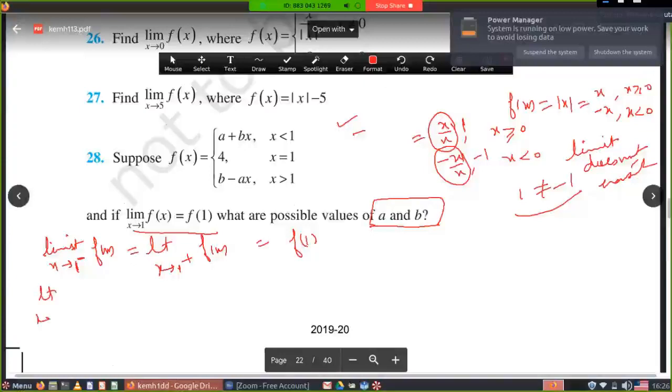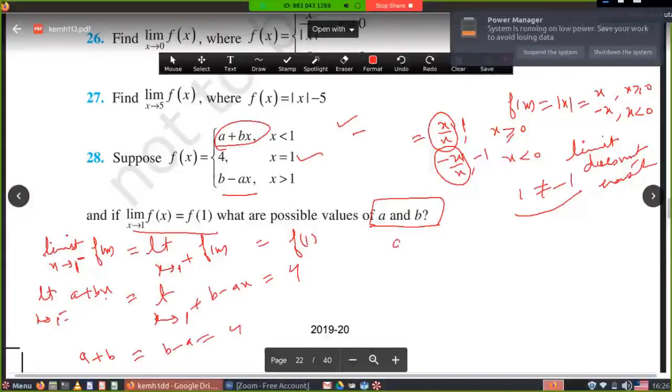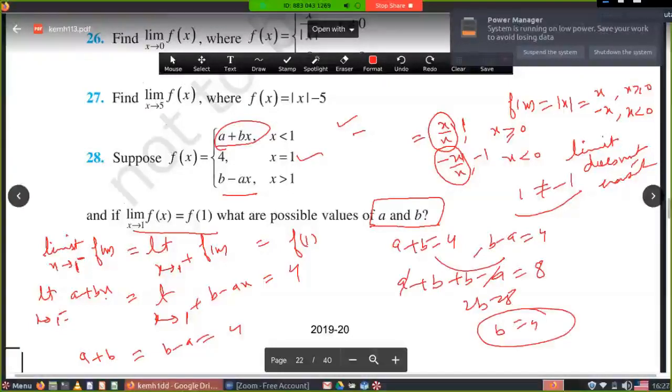Now just check. Limit x tending towards 1 negative, less than 1, it is a plus bx. Limit x tending towards 1 positive is b minus ax, and at 1 it is 4. Now simplify it, put the value 1 here: it becomes a plus b, and b minus a is equal to 4. You can see a plus b is equal to 4 and b minus a is equal to 4. Now add these two: a plus b plus b minus a, 4 plus 4 is 8, so 2b is equal to 8 and the value of b is equal to 4. If b is 4, then what is a? Put the value in a plus b equal to 4, but b is 4, so a will be equal to 0. This is the solution of question number 28.